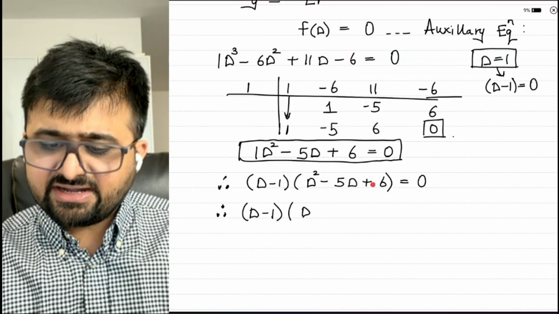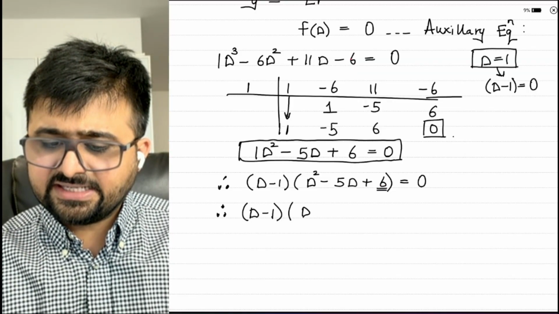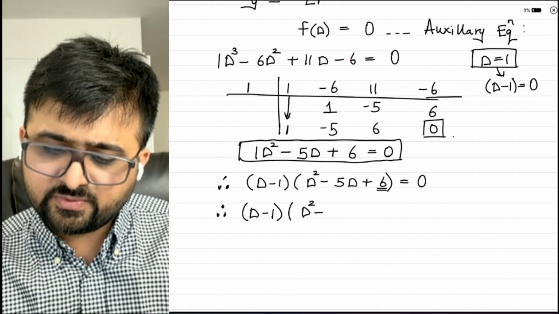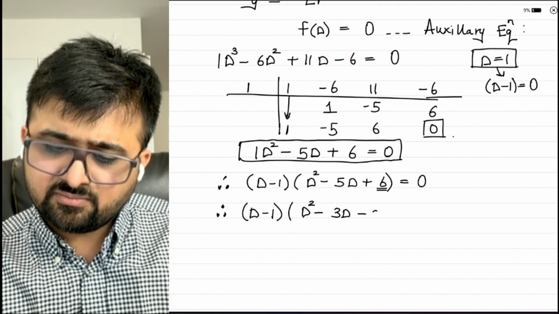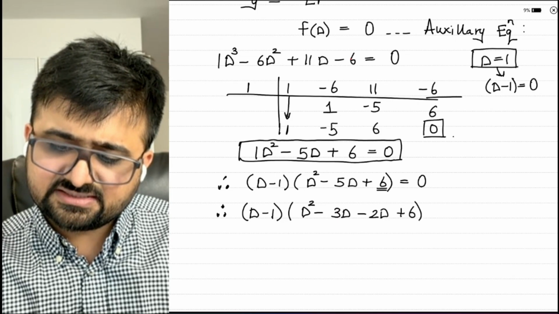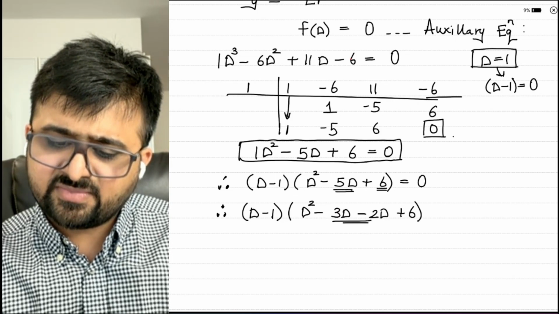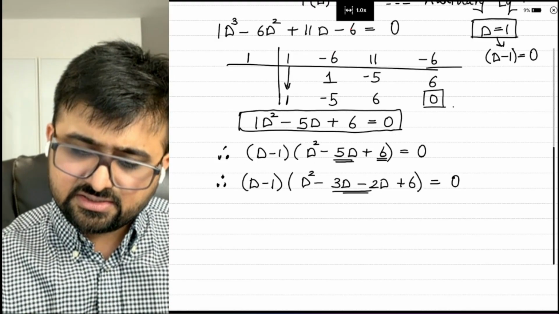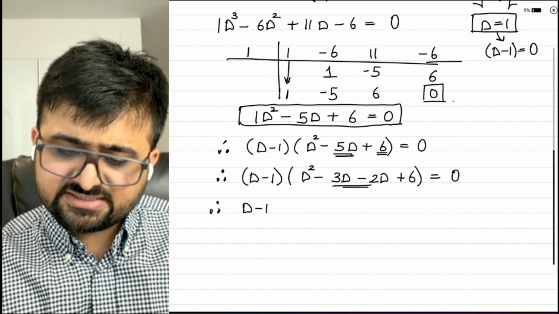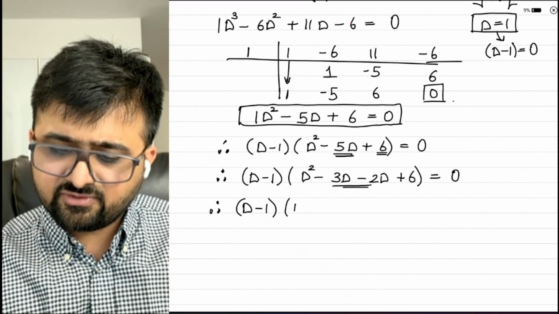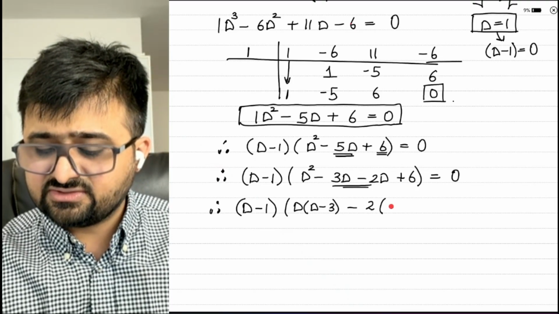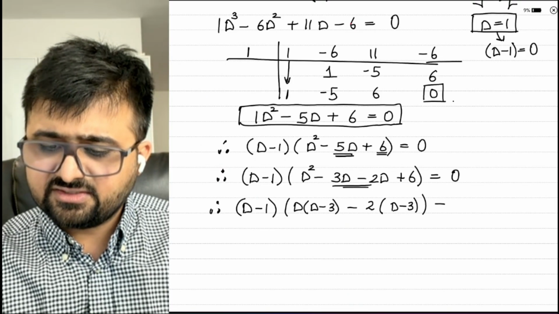So here you can just write this equation. You factor 6 into 3 and 2. So you can write d squared minus 3d minus 2d plus 6, splitting that minus 5d as minus 3d minus 2d, is equal to 0. I hope you know how to solve a quadratic. Therefore, you have (d minus 1) times, if you factor out d from here, d minus 3, minus 2 factored out from here, common. So you have d minus 3 again, is equal to 0.